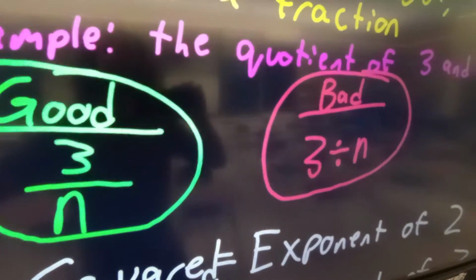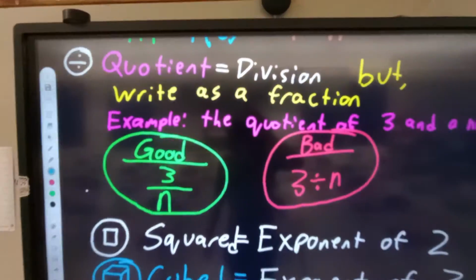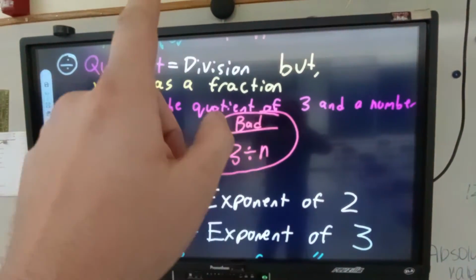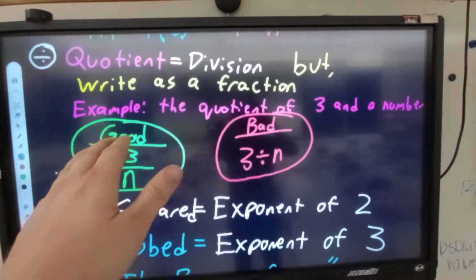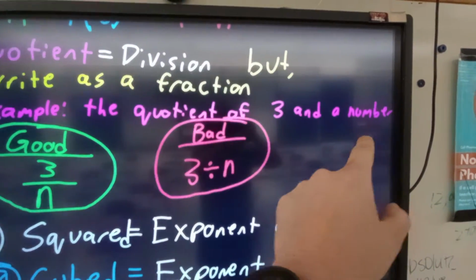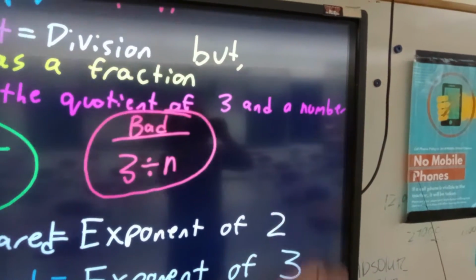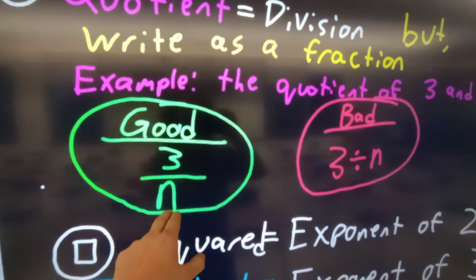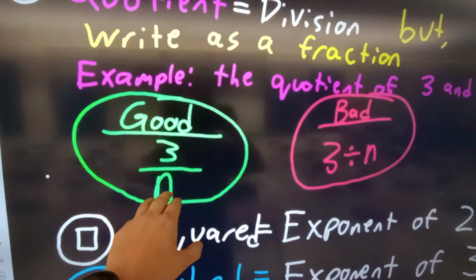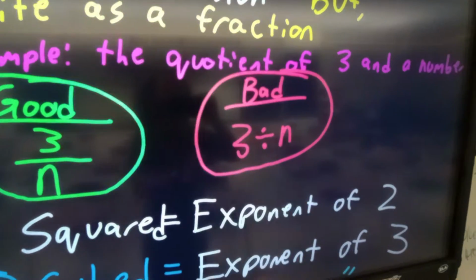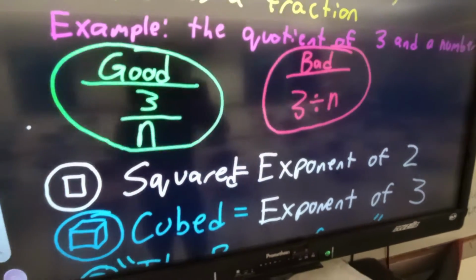Moving on from there, we have quotient. Quotient would be division, but we would want to write our quotient as a fraction. An example is if a problem says the quotient of 3 and a number, of course, being a variable that we don't know. We want to set it up as 3 over n, 3/n, okay? This means 3 divided by n. We do not want to use our division symbol, not at this stage.